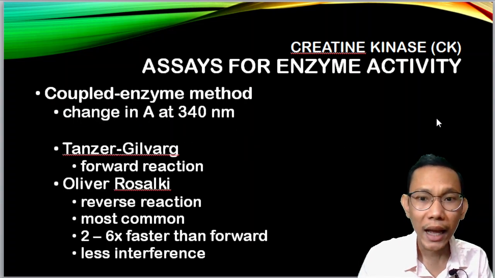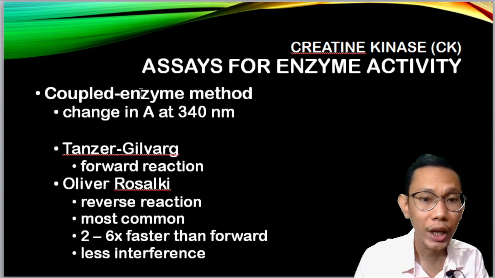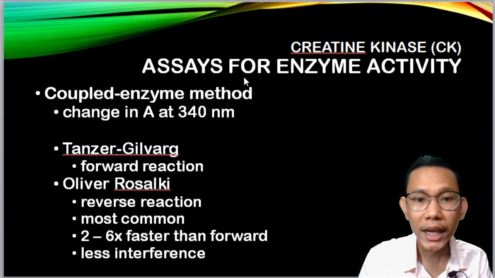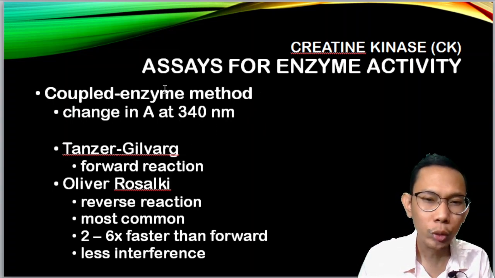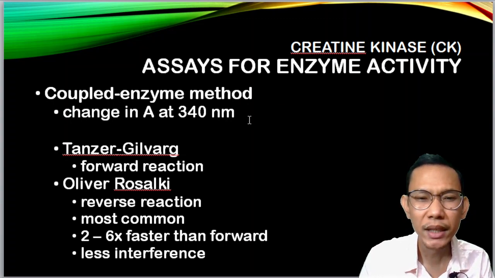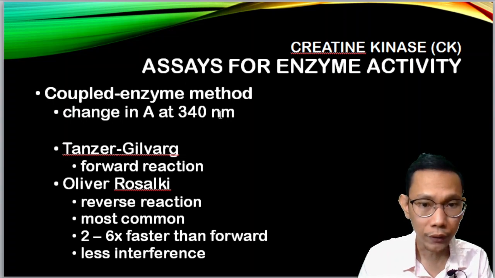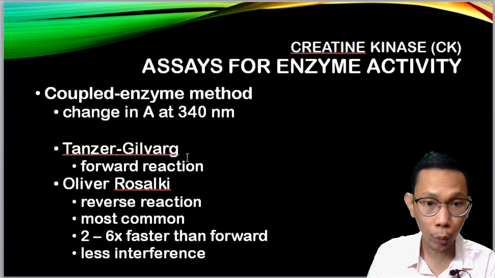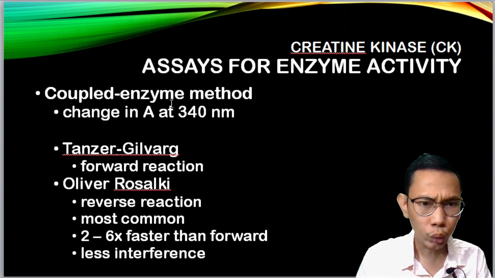So what are the different assays for enzyme activity? We have the coupled enzyme method, measuring the change in absorbance at 340 nanometers. Actually, it depends; it could be 340 or 357, depending on the kit. It's not specifically 340 nanometers, but what is commonly used is 340 nanometers, the wavelength on our spectrophotometer. There are two tests that we could use.